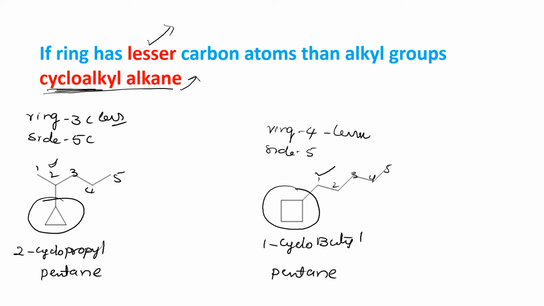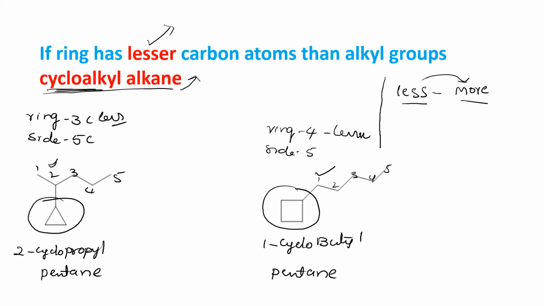Here the trick you should follow is that the one with the lesser number should be written first, and the one with the more number should be followed by the lesser one. That's the order, irrespective of the size. If the ring has more carbon atoms, then the ring should be followed by the side chain. If the side chain has more carbon atoms, then you write the side chain followed by the ring. That's the shortcut to remember these two rules.